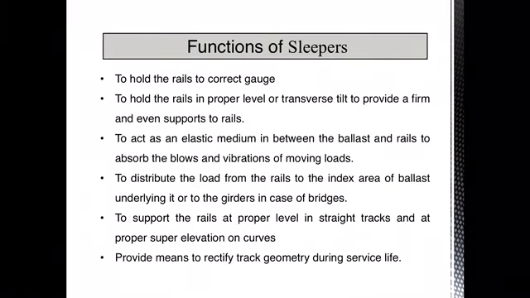Next, the functions: what all functions are to be fulfilled by the railway sleeper. The first function is that it has to hold the rails to the correct gauge. What is the gauge? The distance between the inner ends of the rails. When the rails are fitted onto the sleepers, the sleepers must hold the rails and the correct gauge has to be maintained. With the help of the sleepers, it can hold the rails at the proper level, to provide a firm and even support to the rails.